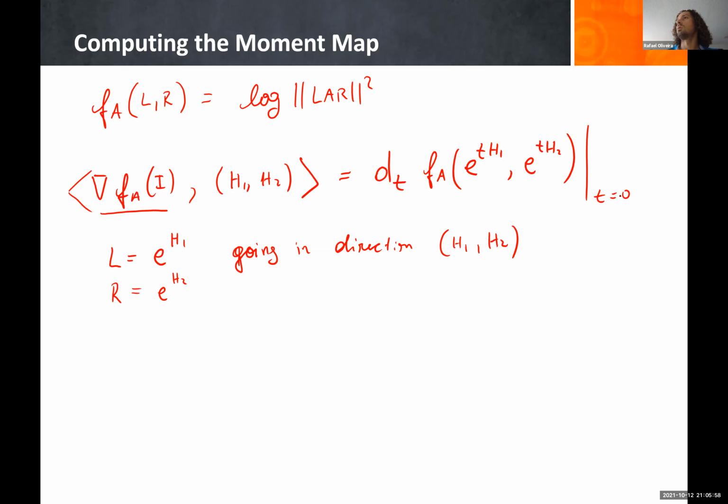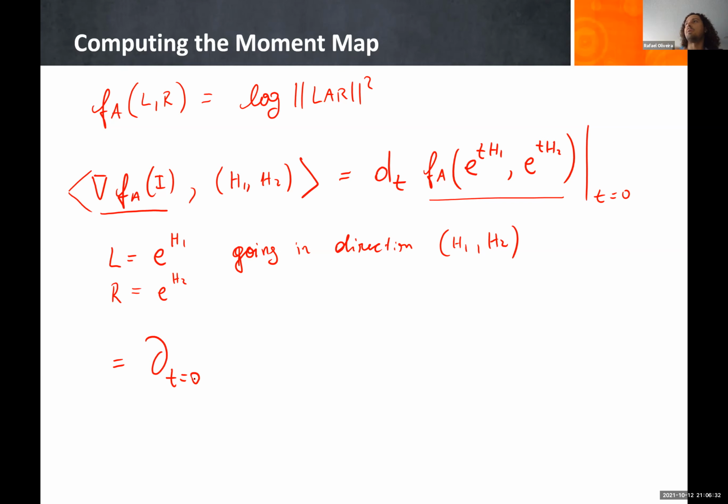Correct? So this is how we compute the gradient, because now H1 and H2 are just kind of symbolic directions, right? You can think of H1 and H2 as symbolic directions. And then I can just compute this, take the derivative and evaluate it at 0. Now, this is a problem that is just univariate calculus, right? That we can just do, which is, let me write it like this. I really like Michael's notation for this.